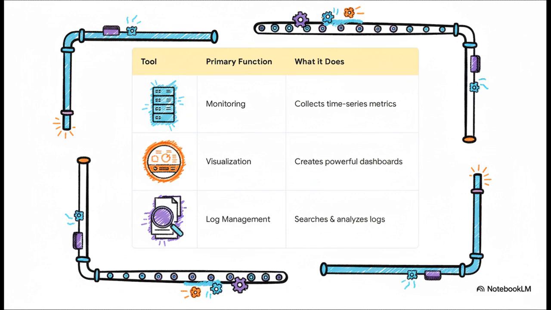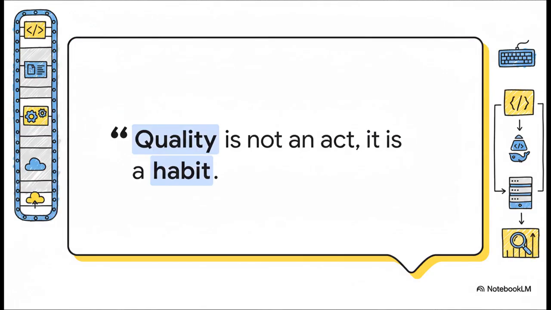And when you need to dig really deep, the ELK Stack acts like a super-powered search engine for every single message your application logs. But here's the thing. Everything we just talked about is reactive. It's about spotting problems after they've already happened. True quality is proactive. It's about building quality into the assembly line from the very beginning. It's not something you check for at the end. It has to be a habit.